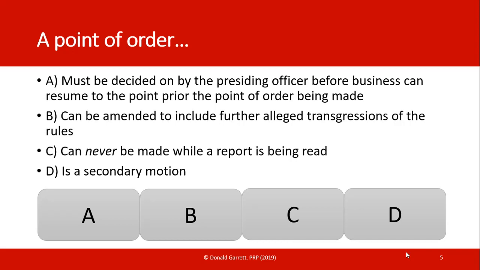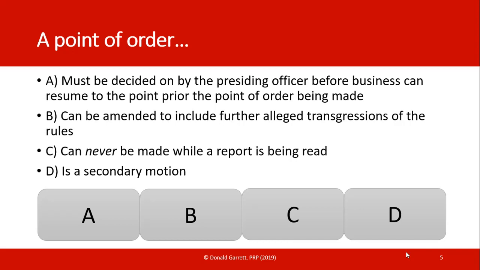So let's see. The question we have is a point of order. And if we have A, must be decided on by the presiding officer before business can resume. B, can be amended to include further alleged transgression of the rules. C, can never be made while a report is being read. And D is a secondary motion.